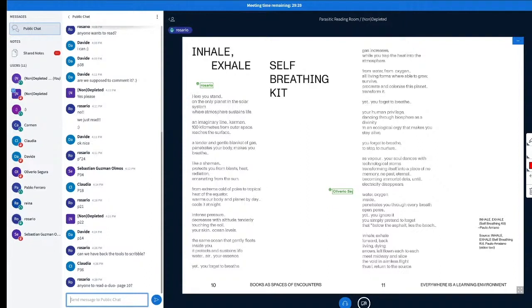Inhale, exhale, self-breathing kit. Here you stand on the only planet in the solar system. Atmosphere sustains life. An imaginary line, the Karman line, 100 kilometers from outer space, reaches the surface. A tender and gentle blanket of gas penetrates your body, makes you breathe. Like a shaman, it protects you from blasts, heat, radiation, emanation from the sun.